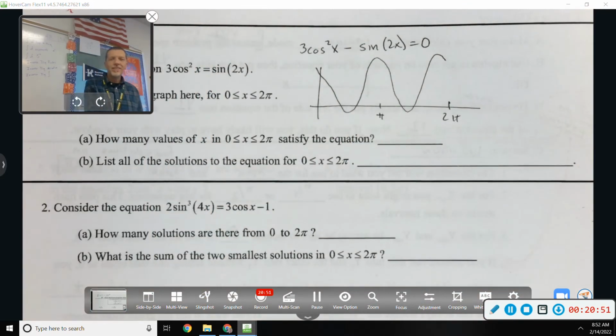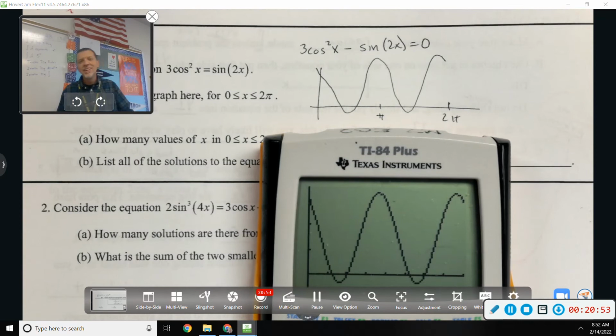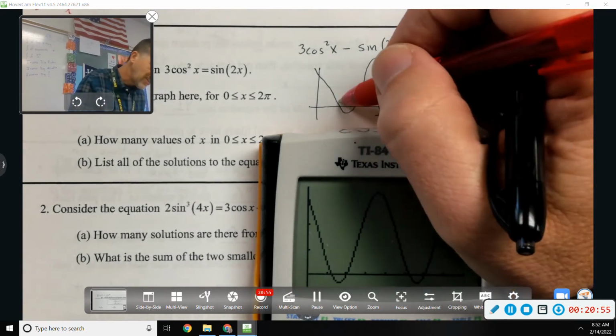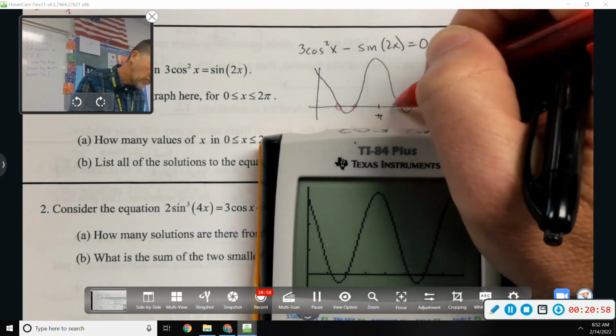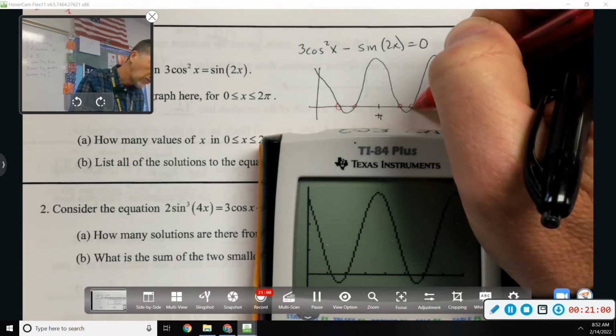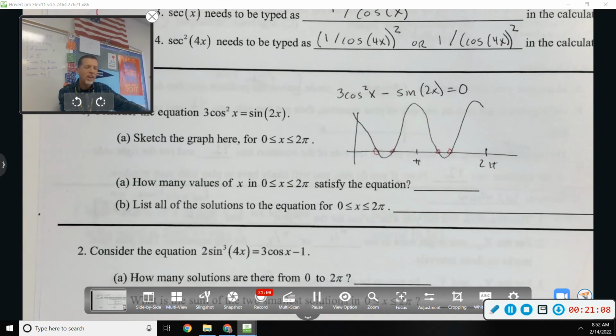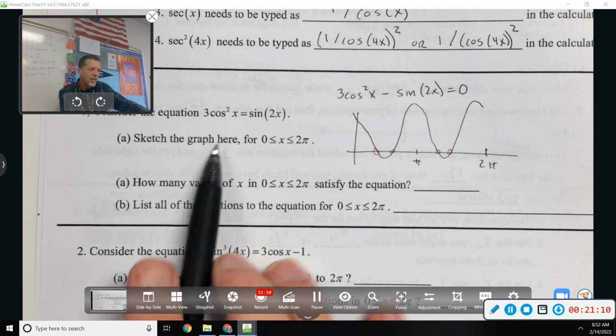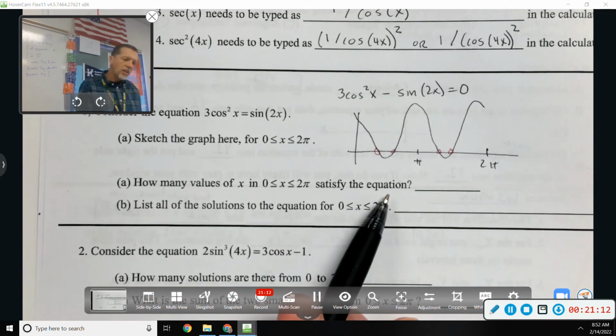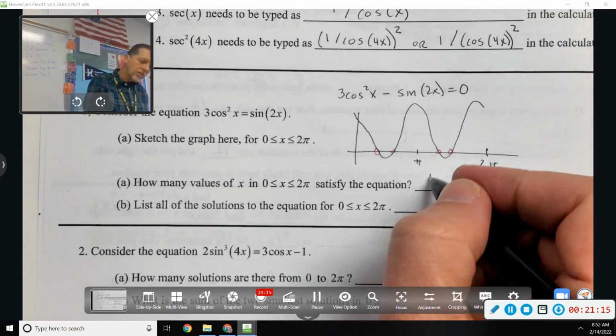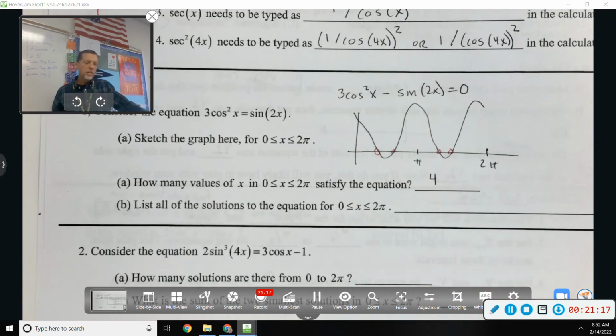Again, is that exactly what's there? No, but the idea is there's 4 answers. There's 4 places where it's equal to 0. Oh, in fact, there's 2 questions. Question A: Sketch the graph. How many values satisfy the equation? Well, 4. It crosses the x-axis 4 times.